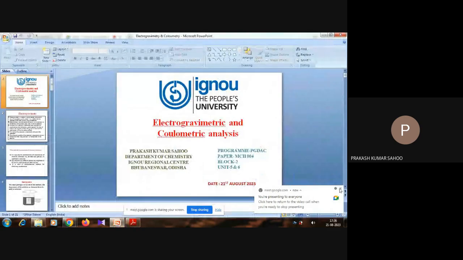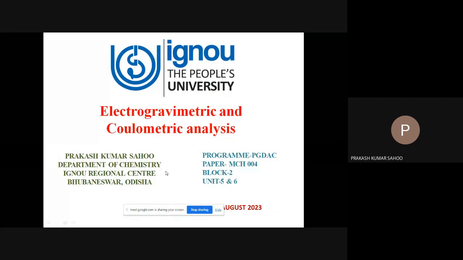I think the PPT is very much visible to you all. Yes, sir. Okay. So this is your unit 5 and 6. Unit 5 involves electrogravimetry, and unit 6 is the application of electrogravimetry, coulometric and conductometric applications to different fields of chemistry, and this involves your block 2, units 5 and 6.